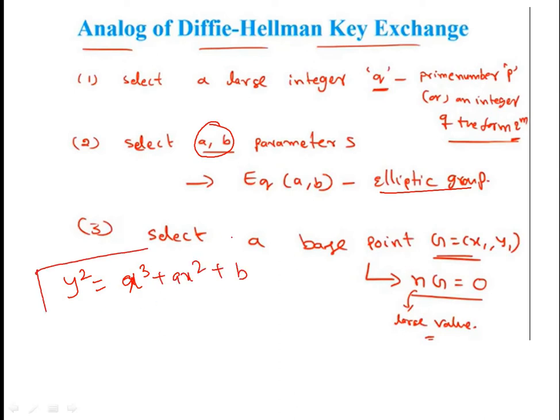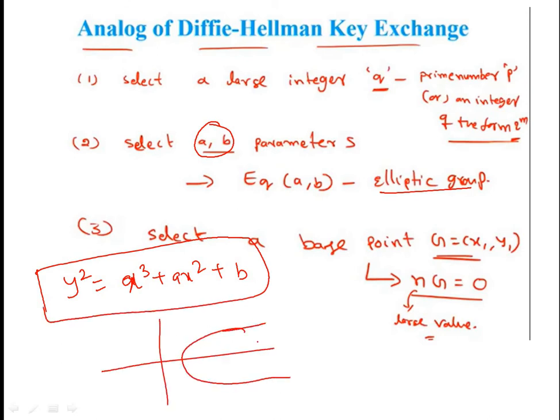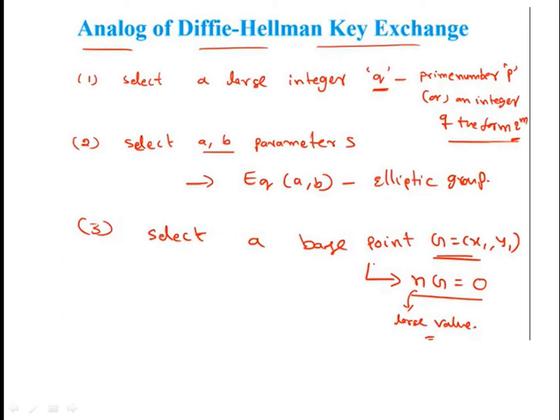By using this equation, we can draw the elliptical curve like this, which is symmetric about y equal to 0, or we can say it is symmetric about the x-axis. So we get two points here, one positive point and one negative point, exactly symmetric to each other. One point we call p, (x, y). Another point we call negative of p, that is minus p, which has the point (x, minus y). Already we have studied these things in the previous classes. Now let us select a base point G (x1, y1).